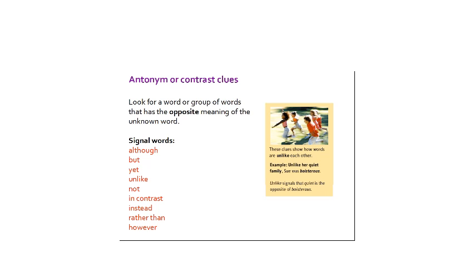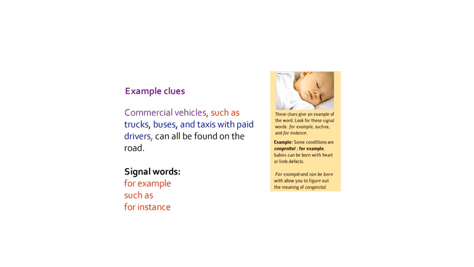Third, there are antonym or contrast clues. Here you're going to look for a word or group of words that has the opposite meaning of the unknown word. There's lots of signal words that all show some kind of opposition. Although, but, yet, unlike, not, in contrast, instead, rather than, however. In the little picture, the example, unlike her quiet family, Sue was boisterous. Right, so boisterous is the opposite of quiet because boisterous is unlike quiet.